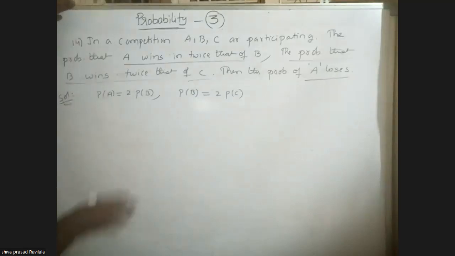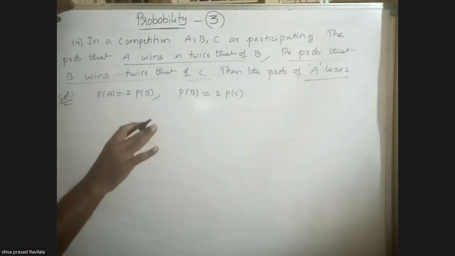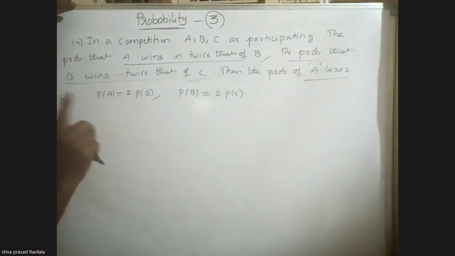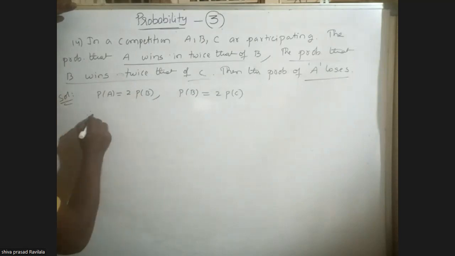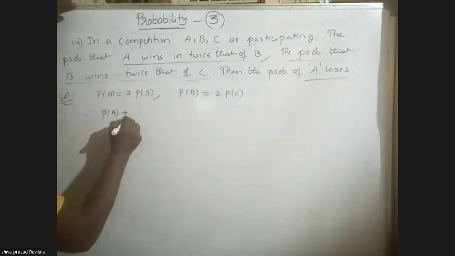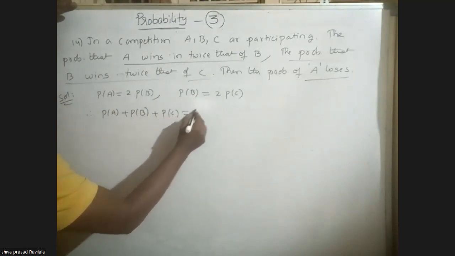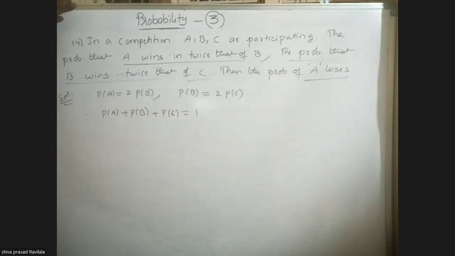In this condition, probability of A plus probability of B plus probability of C, the sum of all these is equal to 1. There is no intersection here. You know that the sum of the probabilities is equal to 1. Write down all in terms of A.